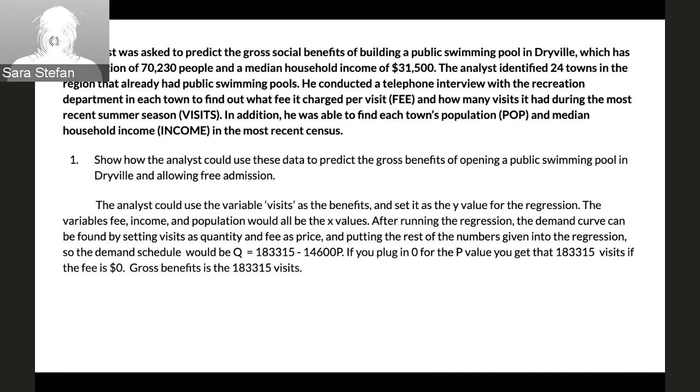So the demand schedule will be quantity, or number of visits, is equal to 183,315 minus 14,600 times price or fee. If you plug 0 in for the price, you get 183,315 visits if the fee is $0, and so that number of visits would be the gross benefit.